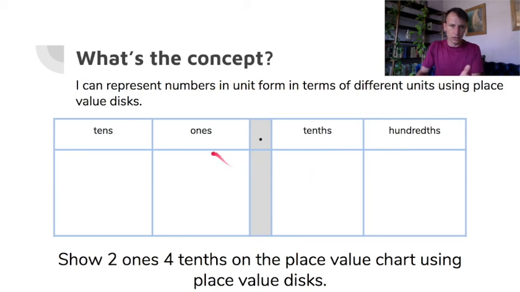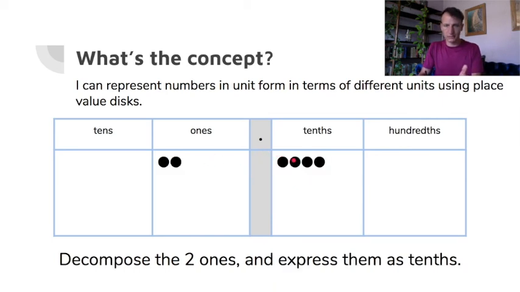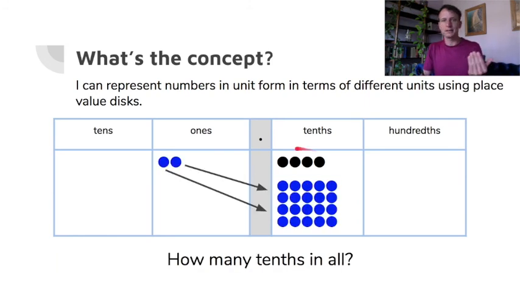So 2 ones, 4 tenths. Now if we were to decompose these 2 ones as tenths, in other words, if you cashed in your dollar bills for dimes, it'd be 10 dimes and 10 dimes, 20 dimes over here. Now how many dimes do we have? How many tenths? 24 tenths. This is the same number as the last 2 examples, right?